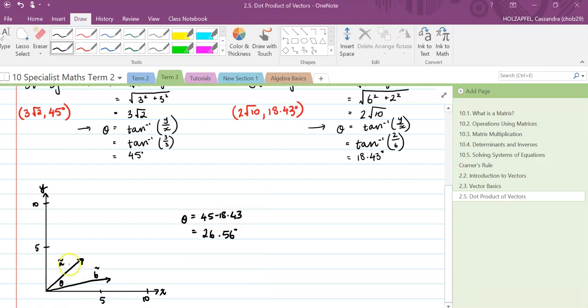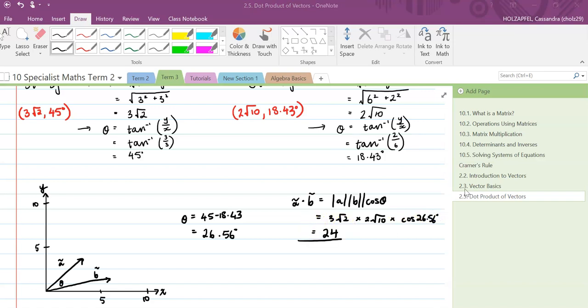Now we know the magnitude of each of our vectors and our angle, we can go ahead and substitute back into our original formula. So the dot product of A and B is going to be equal to the magnitude of A times the magnitude of B times cos theta. So that's going to be equal to 3 root 2 times 2 root 10 times cos of 26.56 degrees. So our dot product is going to be 24.